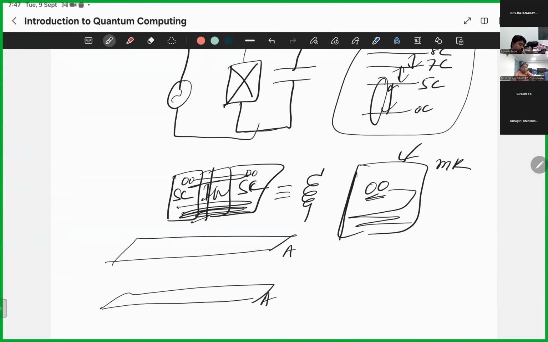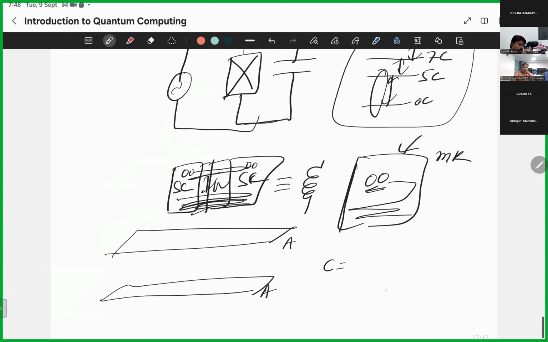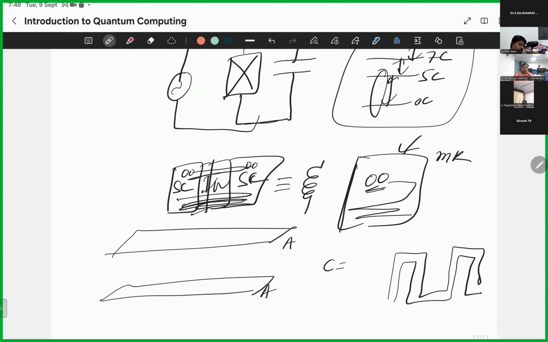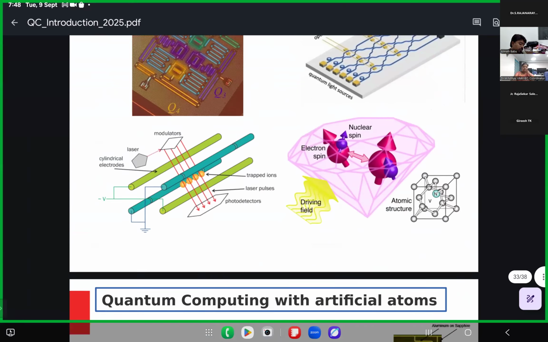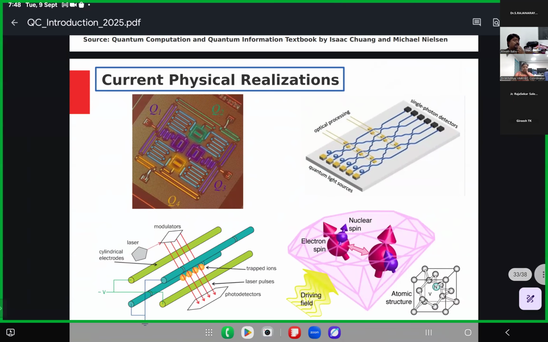The capacitance is actually connected to area, right? So to have a better area, what people do is they will have one plate arranged like this, and another plate arranged like this. In a zigzag manner, a lot of air space can be created between two plates. So that is what you see here in the quantum transmons. This is how quantum qubits work. Any other questions?